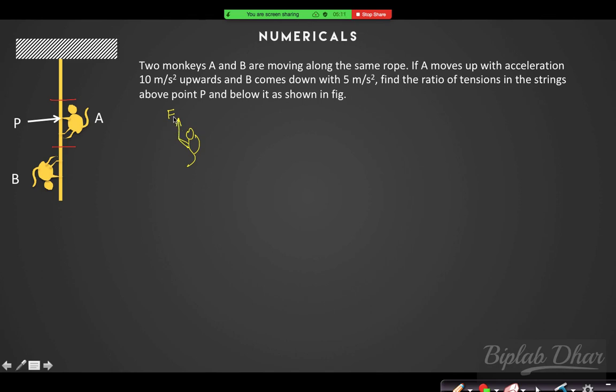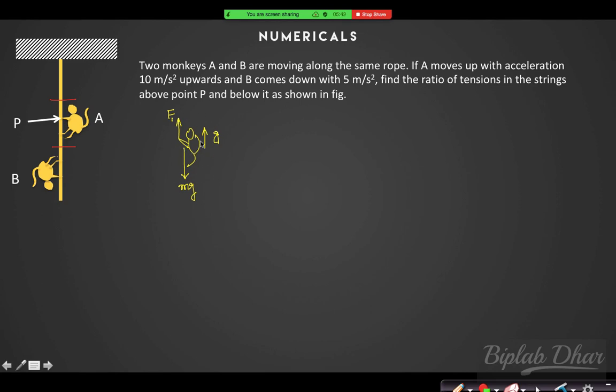So let us assume this to be F1 on the small upper monkey. It is F1. What is the weight of the monkey acting downward? The weight of the monkey is mg. And sir, the monkey is the same? Yes, that I have to assume here because no other information is available. So assume the weights to be the same. And what is the acceleration of the monkey? It is upward acceleration, 10 meter per second squared, or I can assume it to be the value of g.